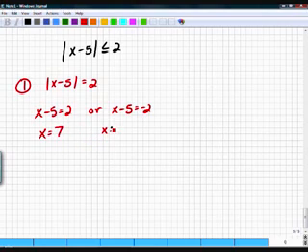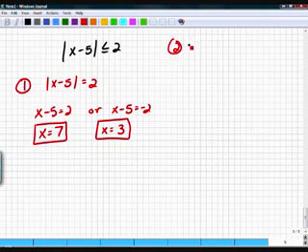Or x equals, careful, plus 5, 3. X equals 7, x equals 3. The more you work with these guys, they really do get easier.